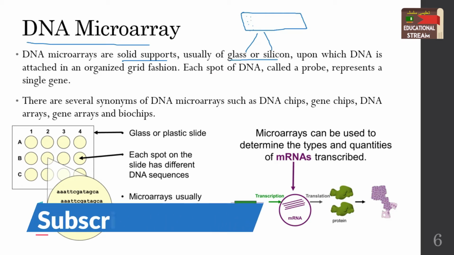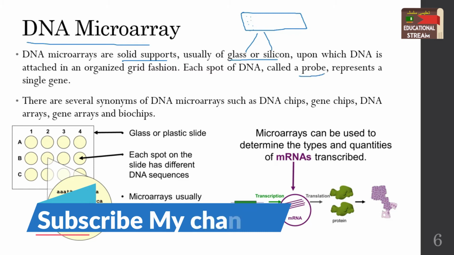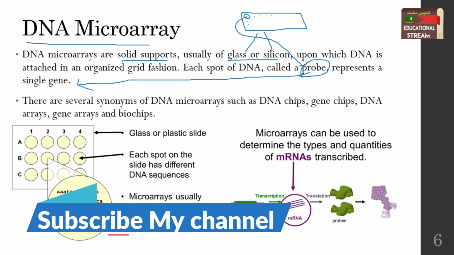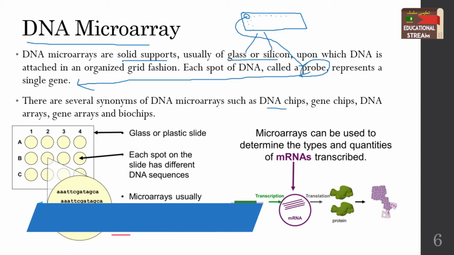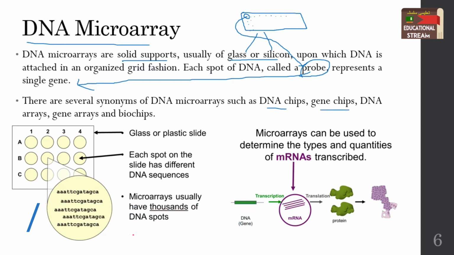Each spot of DNA will be known as a probe, and each spot of this DNA actually represents a gene. This is one spot, we will call it a probe, and this probe is a single gene. So this miniaturized technology can contain thousands of genes on a single chip. The DNA microarray has several synonyms, like we also call it the DNA chip. It is also known as the gene chip. It is also known as the DNA arrays or gene arrays, and another term which is biochip is also used for the DNA microarray.